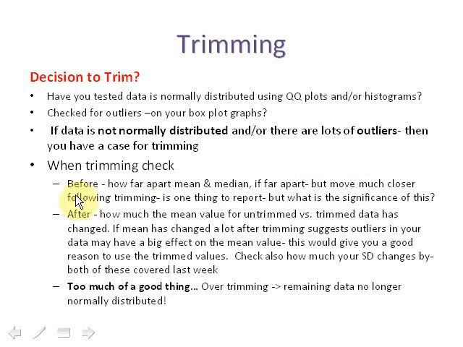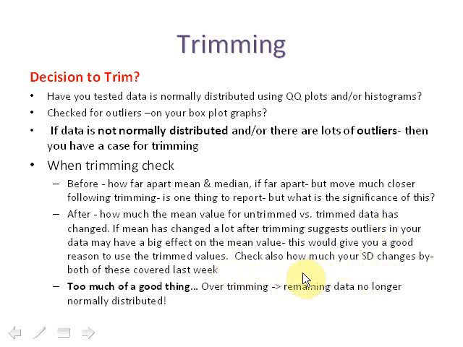If they're far apart but move close together once you've trimmed, that's good evidence that any asymmetry in the distribution has been corrected by the trimming. Then you have to think about what the significance of this is, and it's to do with the fact that the outliers were very heavily influencing the values that you might have reported without the trimming. So how much has the mean value for the trimmed versus untrimmed data changed? If it's changed a lot, it suggests that the outlier is having a big effect on the mean value, and so that's a good reason to use the trimming.